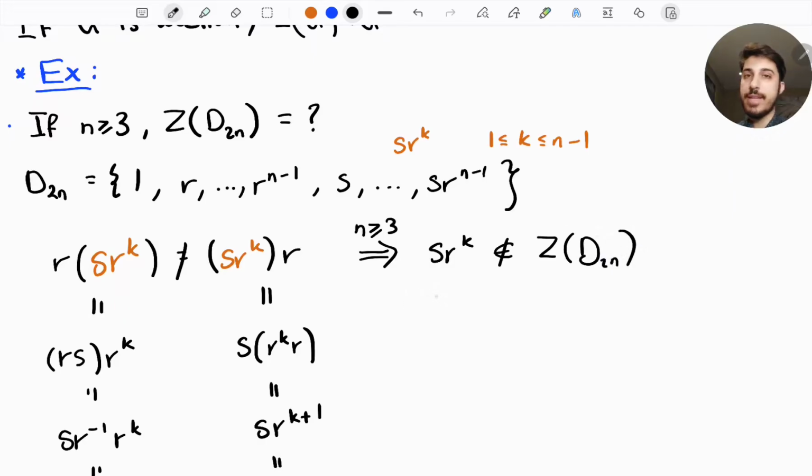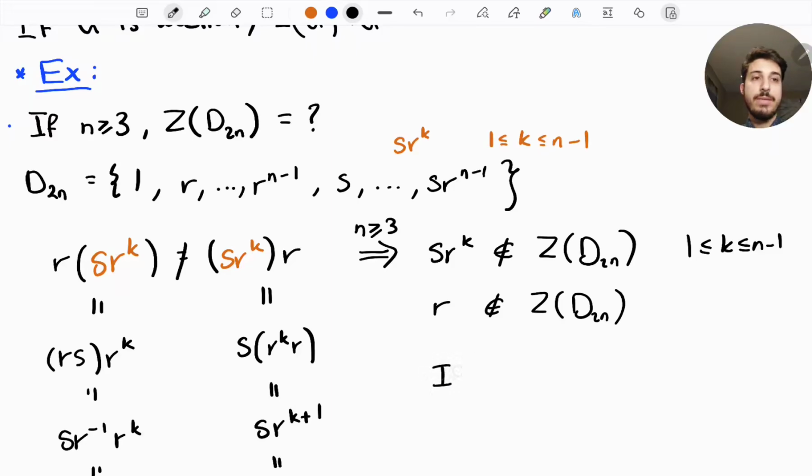And we can say in the same vein that r is not a member of the center, because it does not commute with sr^k for any k between 1 and n minus 1. So we've just hit two birds with one stone by excluding the cases of sr^k for all k between 1 and n minus 1, and of r, basically. So this just leaves us the identity.